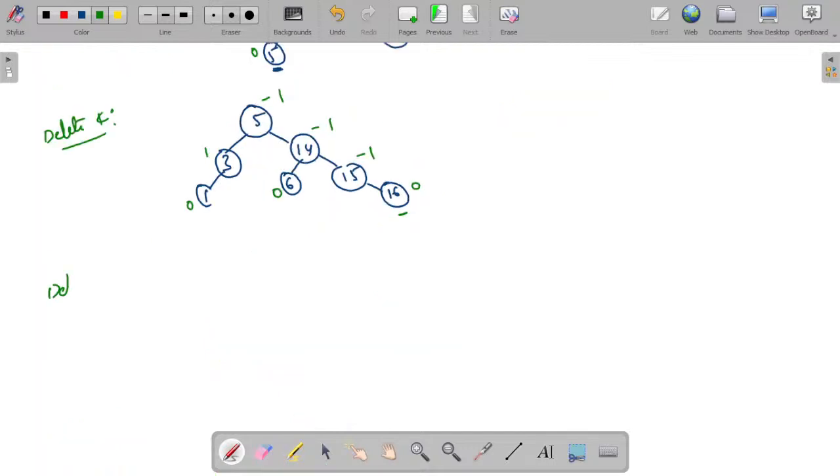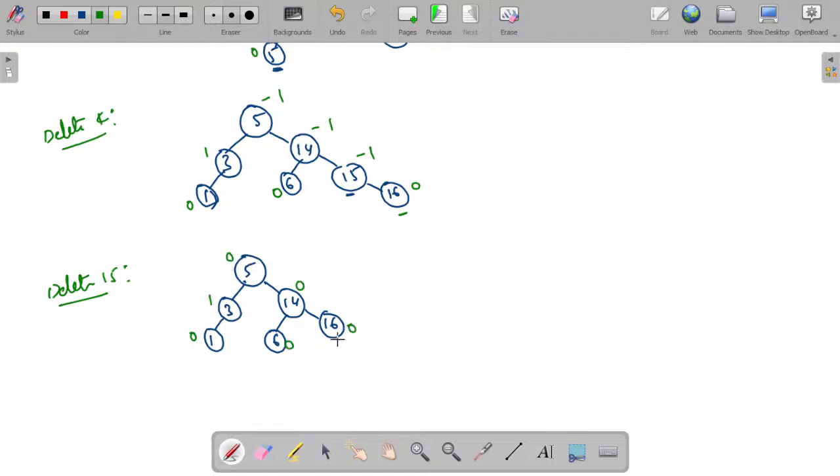Delete 15. Okay, now I'll delete 15. Where is 15 at? 15 is the parent node, which is having only a single child. So we'll swap 15 with 16 and delete it. So we'll write the updated tree. 14, 16 comes to the position of 15, 6, 3, and 1. So calculate the balance factors now. 0, 1 for this, 2 minus 2, 0 for this, 0 for this, 0 for this.